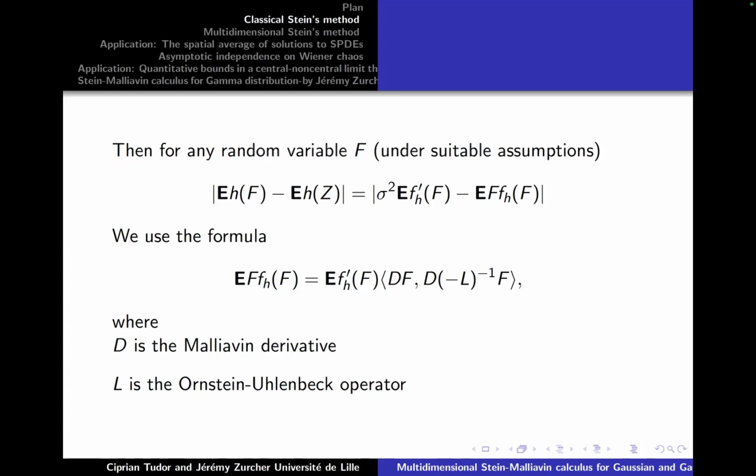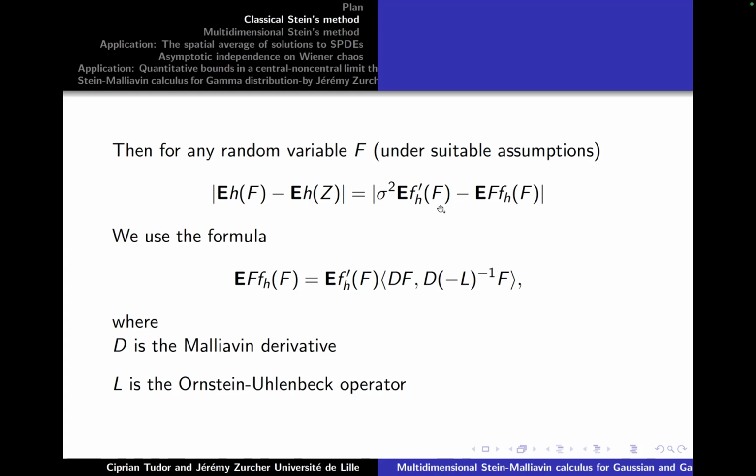Sorry, Z is Gaussian? Yes, exactly. That's why on the left-hand side you have the distance between F and Z. So the left-hand side will be the distance between F and Z. Z is Gaussian, of course.